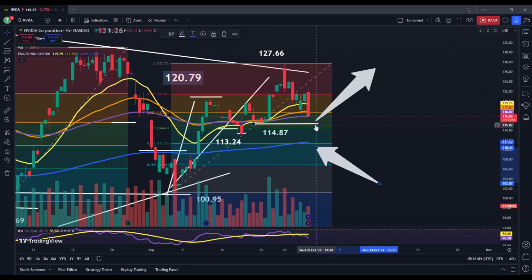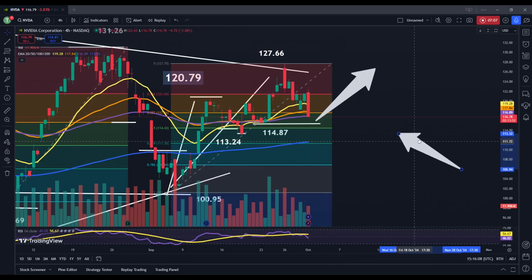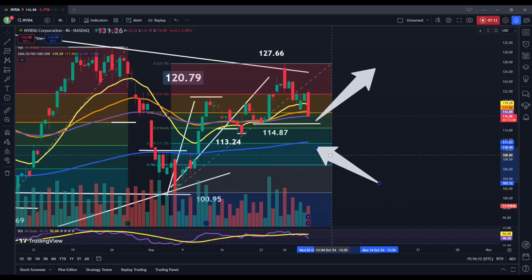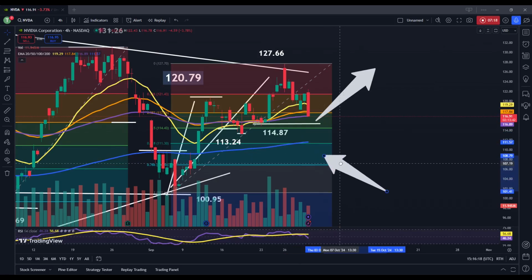So if we see a break below 114.87, my bias would be a sideways consolidation type of price movement. However, if we see a break below 111.30, that also puts that 110 level into question. And then if we start to break below there, I think the losses start to accelerate and we start to see a gain in momentum to the downside.